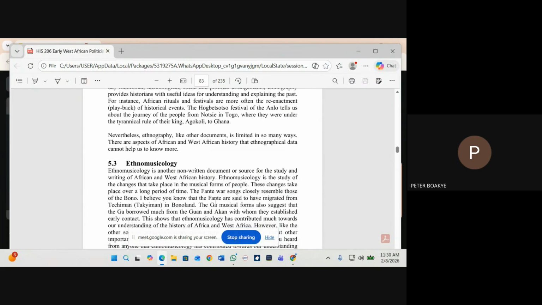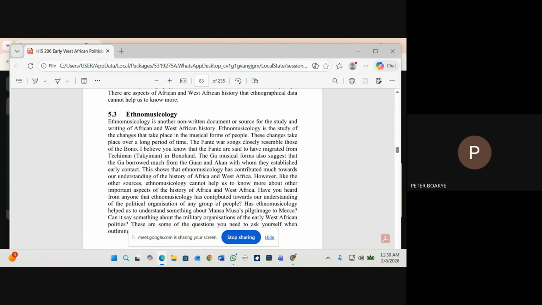Then ethnomusicology also looks at the people's music, the study of the changes that take place in the musical forms of the people. These changes take place over a long period of time. For example, the Fante war songs resemble those of the Bono.